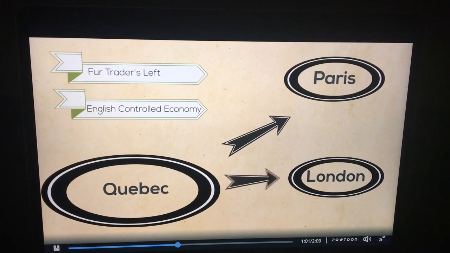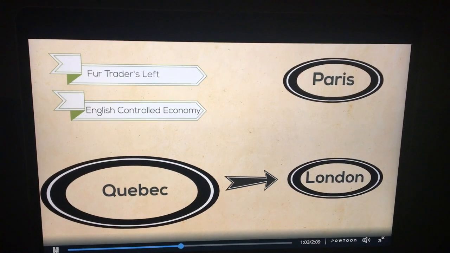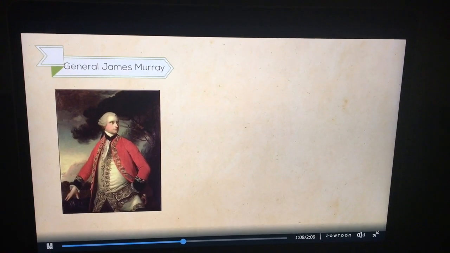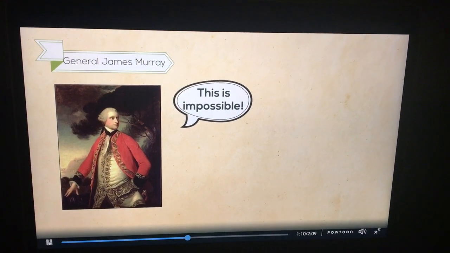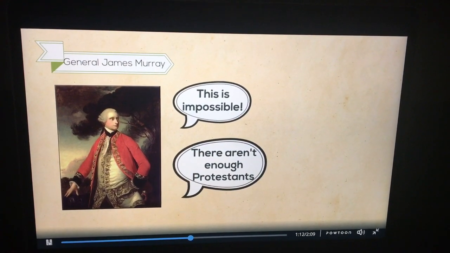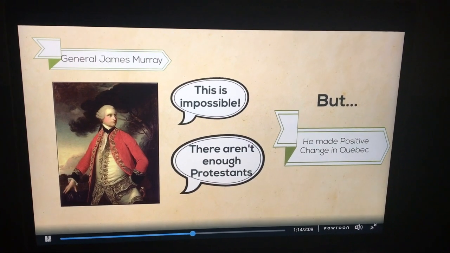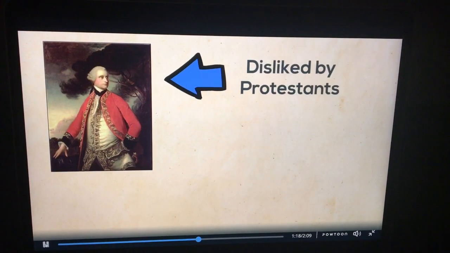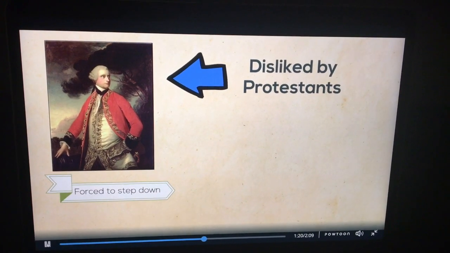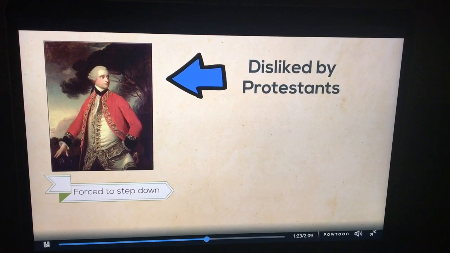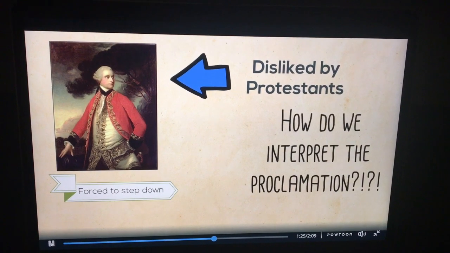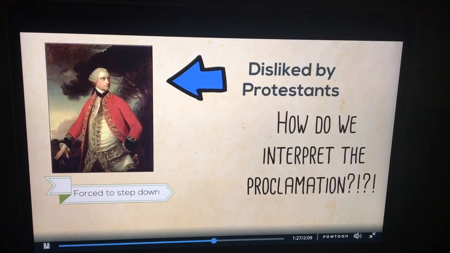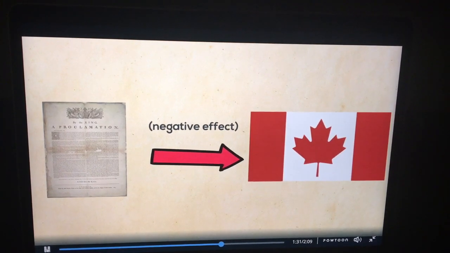In light of this, and in order to solidify British control, Britain appointed a governor, General James Murray. Murray had a difficult job appointing members of the community to government positions, because, under English law, Catholics could not hold office. Overall, though, he made many improvements for the French community. However, due to his lack of support from Protestant residents, he was forced to step down in 1766, which led to turmoil and a lack of agreement over different interpretations of the proclamation. Overall, the proclamation had a negative impact on Canada.